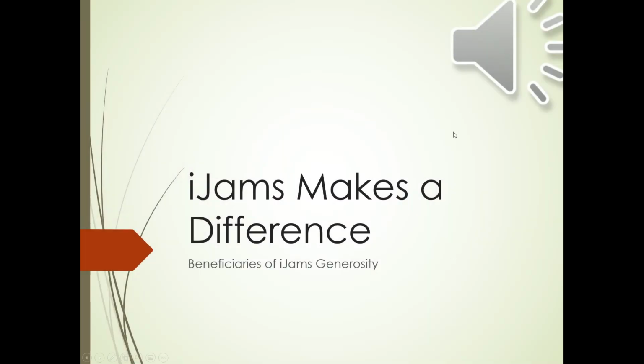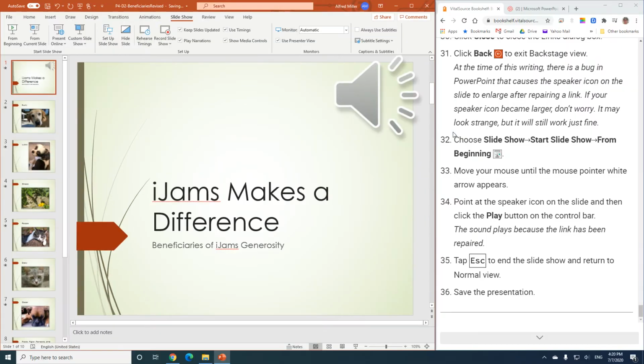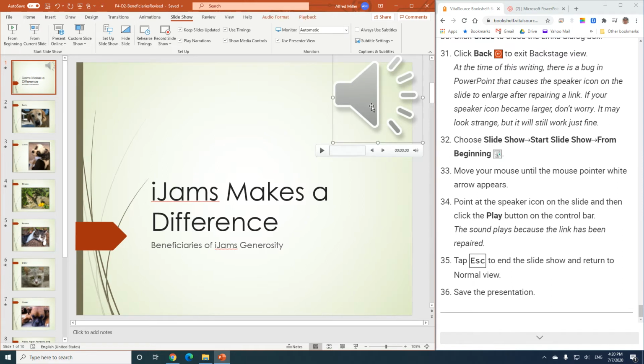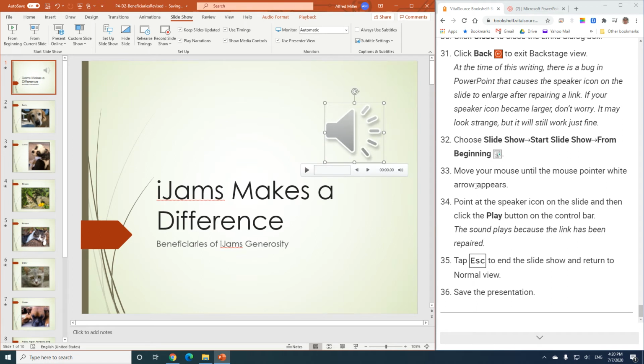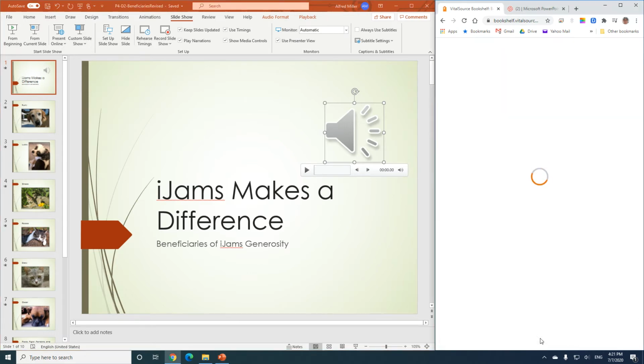Now I can click. You'll hear it plays again. Okay. I'm going to press Escape. We know that it won't play on slide 2. I don't know why this is a little glitched, that this icon comes in really big now. Remember, its size is just like any other picture. Point at the speaker icon on the slide, click the play button. Yeah. Tap the escape to end the show, save our changes. Step 36 there. I'm going to move ahead forward in the book here.